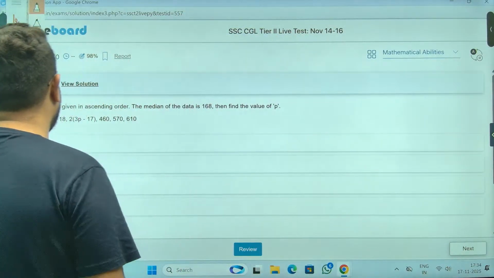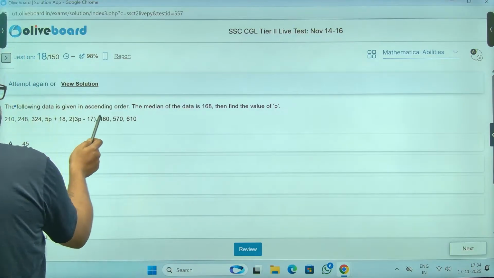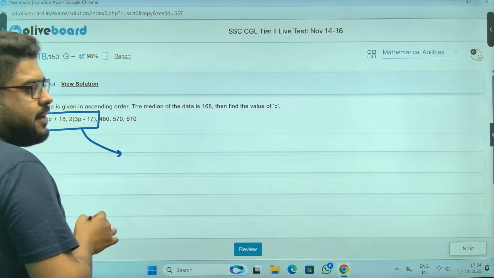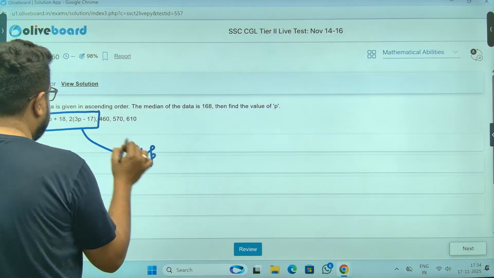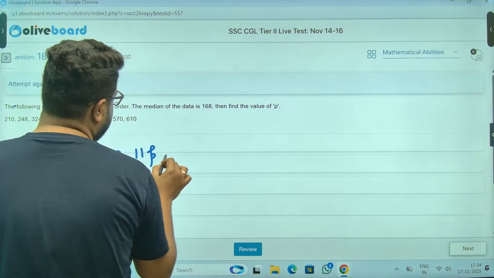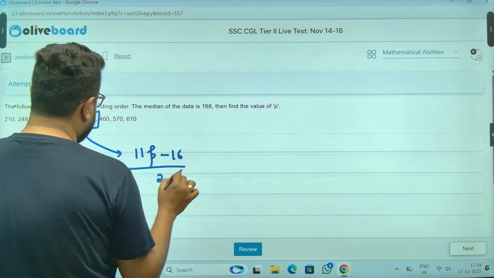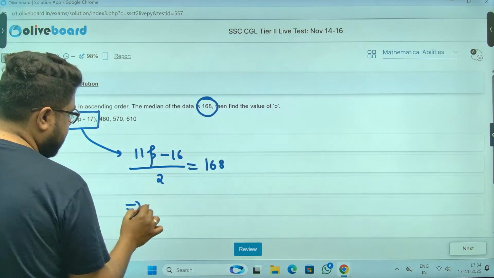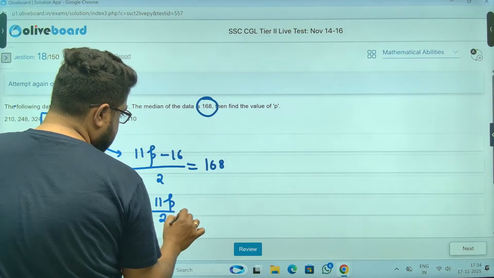Now again, median. How many data points? 1, 2, 3, 4, 5, 6, 7, 8. Meaning the fourth one and the fifth one, the average of those is the median. So 5p plus 6p, 11p, plus 18 minus 34, meaning 16. This thing divided by 2 is the median, which is 168. So the value of p they are asking. 11p divided by 2 is equal to minus 8.